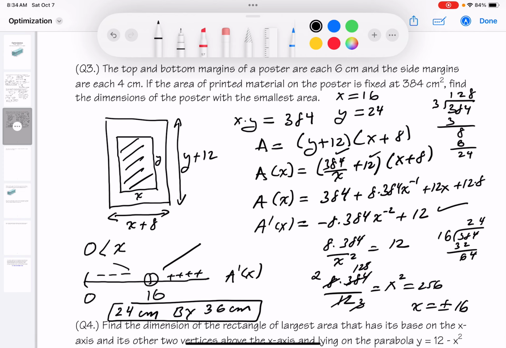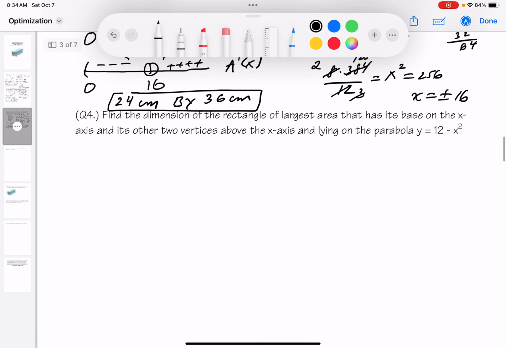And question 4 is find the dimensions of the rectangle of largest area that has a base on the x-axis and its other 2 vertices above the x-axis lying on the parabola. So I'm trying to visualize it right now. So I'm going to visualize the parabola first, relatively simple. The parabola looks sort of like this over here.